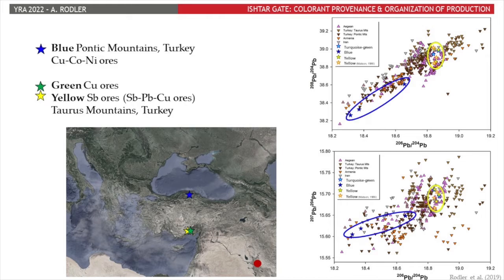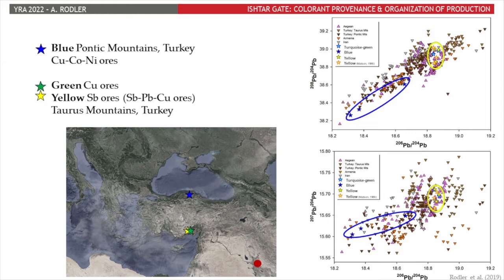And now to the blue glazes that were found on both the lion panel and the other two panels from the Ishtar Gate. They were likely made from mixed copper, cobalt, nickel ores, and we proposed that the raw materials were potentially from the Pontic Mountains in Turkey. And they were consistent across these three different panels.